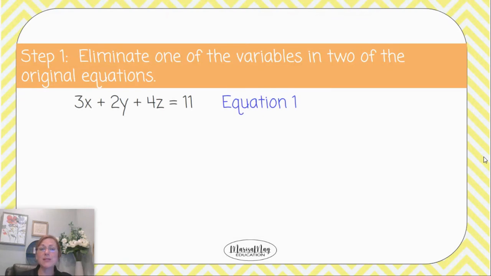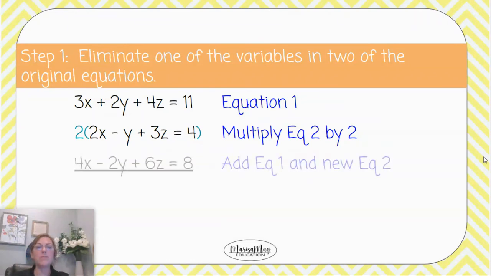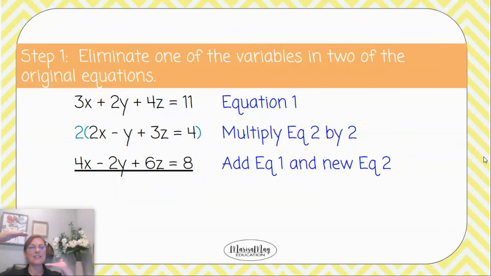For this, I've chosen equation 1, and I'm going to multiply equation 2 by 2. What I'm trying to do is eliminate that y variable. So I'm taking equation 1 as is, and equation 2 multiplied by 2. That gives me 4x minus 2y plus 6z equals 8. Then I add equation 1 to the multiplied equation 2, and that gives me 7x plus 0y plus 10z equals 19. Again, I've eliminated the y variable here.